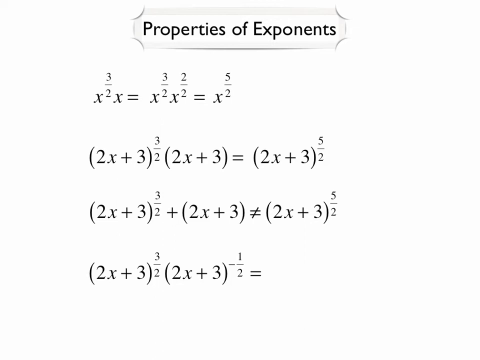Same base, same thing I need to do when I have a negative exponent. I still have to add my exponents together. So 3/2 plus a negative 1/2 would be the same thing as 3/2 minus 1/2, which would be 2/2. And always simplify your exponents. 2/2 is the same thing as 1. Last thing I want to mention here, we never write mixed numbers for exponents. Always keep your exponents as an improper fraction.